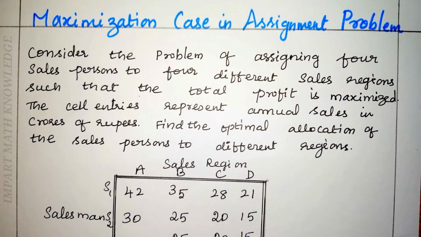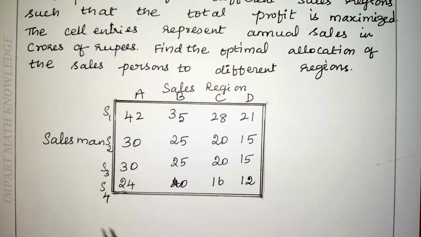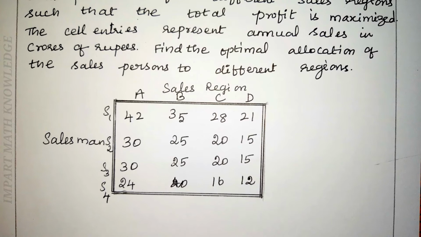While finding the maximum sales or profit, you have to take the values from the original problem, not from the reduced matrix. Let us move on to the problem. Consider the problem of assigning 4 salespersons to 4 different sales regions such that the total profit is maximized. The cell entries represent the annual sales. Find the optimum allocation of the salespersons to different regions. Here we have to find the optimum allocations of salesmen to sales regions and the maximum profit.